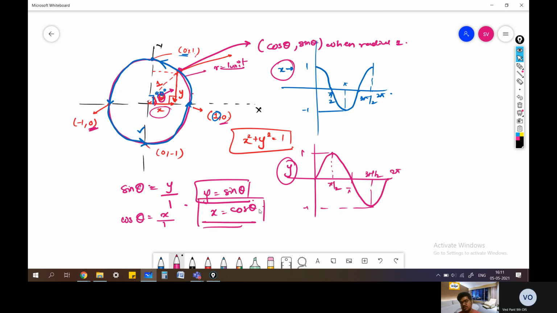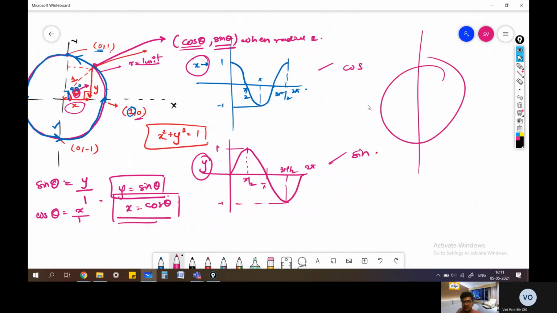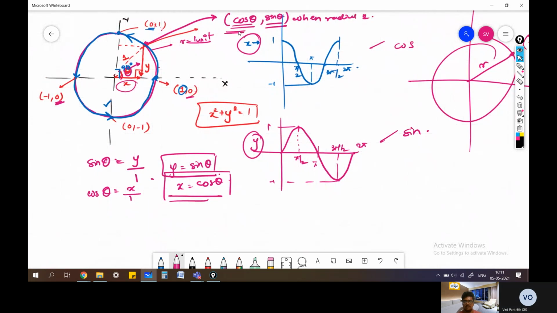Scientists discovered this as a function and they gave the name sine function to this. Sorry, cos function to this, because I told you this is x coordinate and this is y coordinate. So this is cos function and this is sine function. And if the radius is not 1, it will be r, so r cos theta and r sin theta. You can describe the coordinate in terms of theta also.